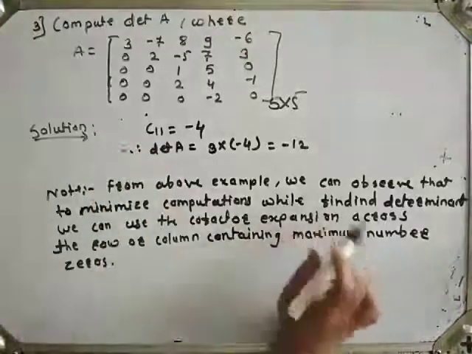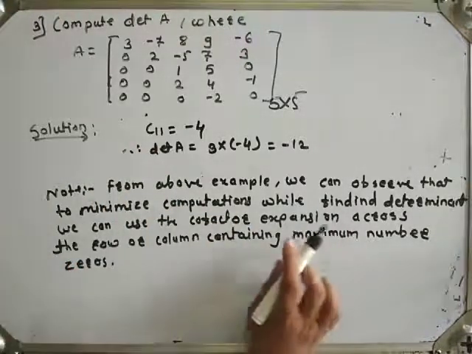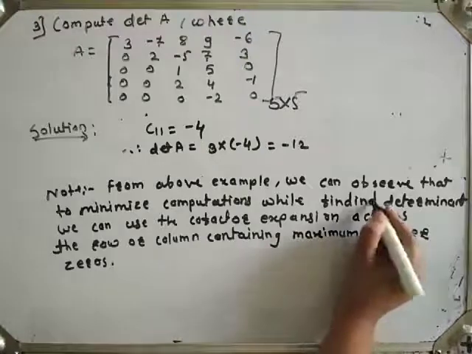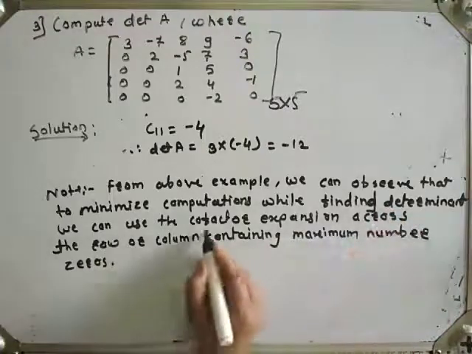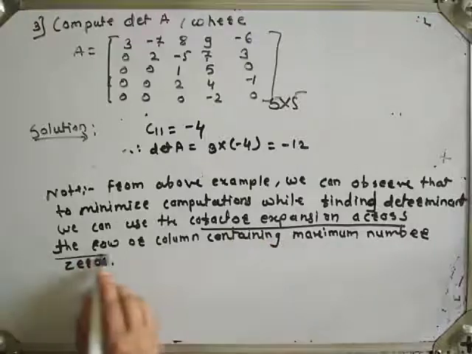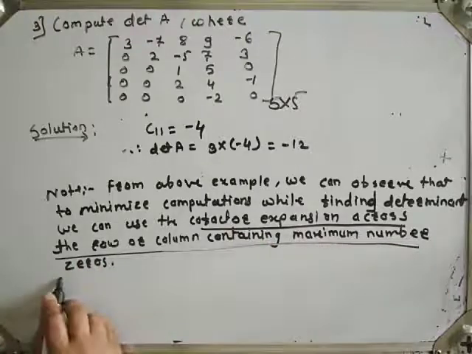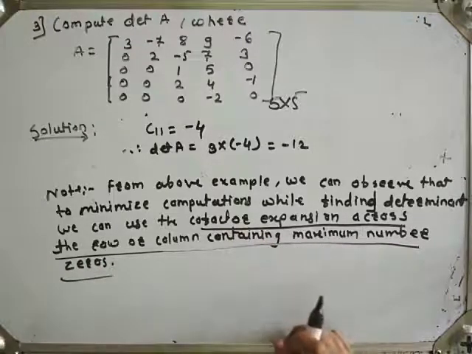From this example, we observe that to minimize computation while finding the determinant, we can use cofactor expansion across the row or column containing the maximum number of zeros. Okay, we will stop here. Thank you.